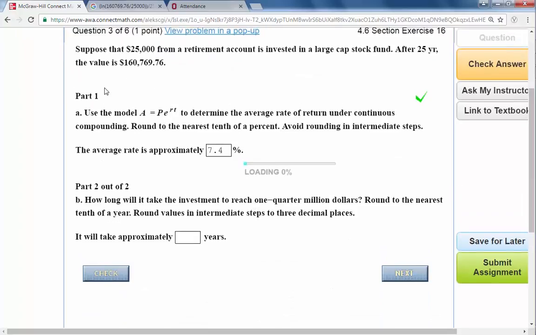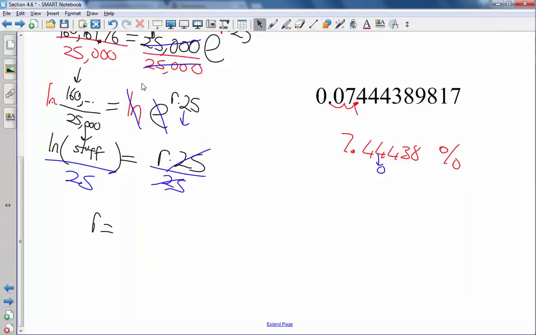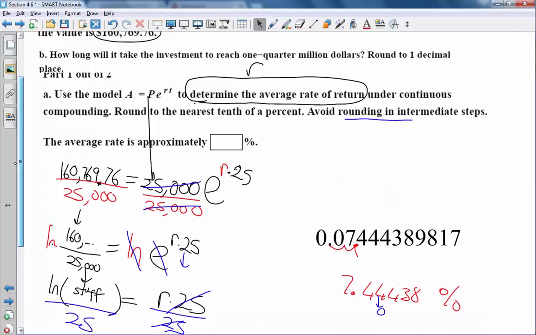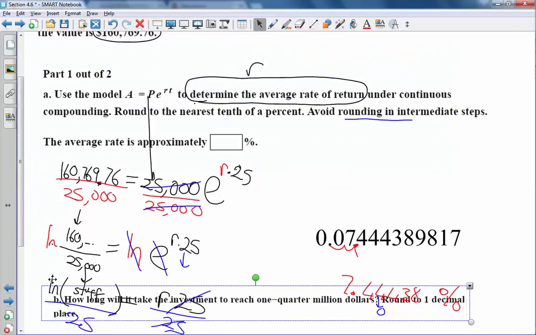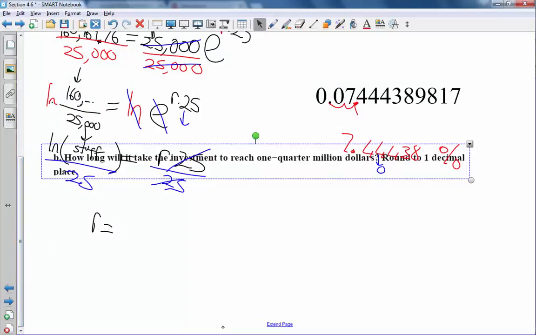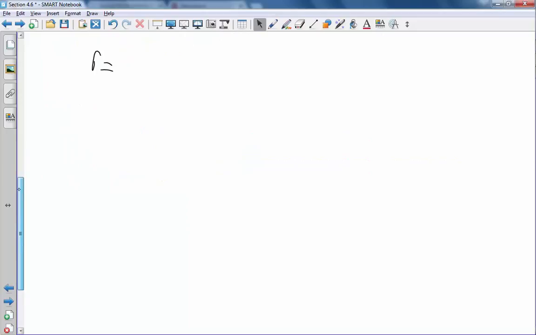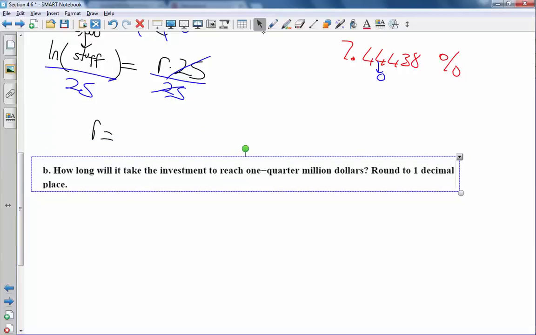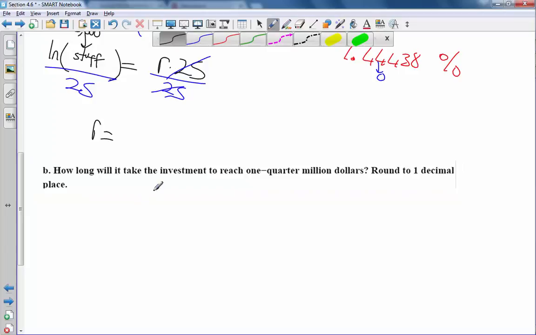All right, after 25 years, your money is 160,000, but that's not enough. You want it to grow into $250,000. How long more are you supposed to wait till it grows into $250,000? Is the question clear? So we're starting part B next. Here we are. Again, you start with the same formula. A equals Pert.